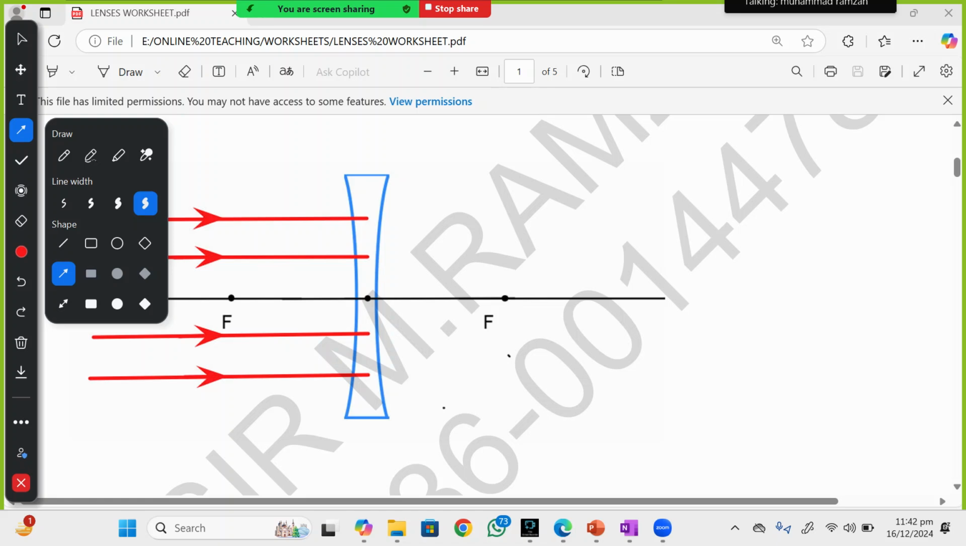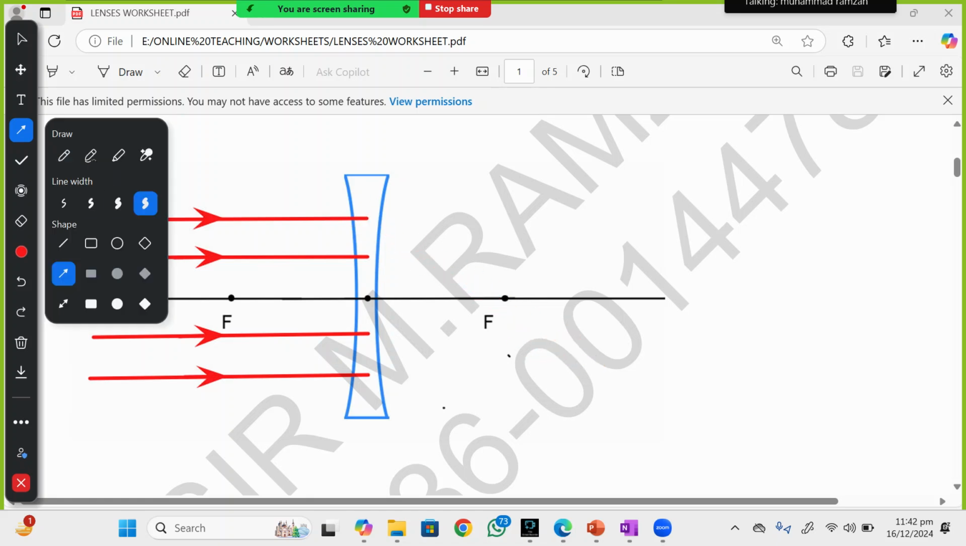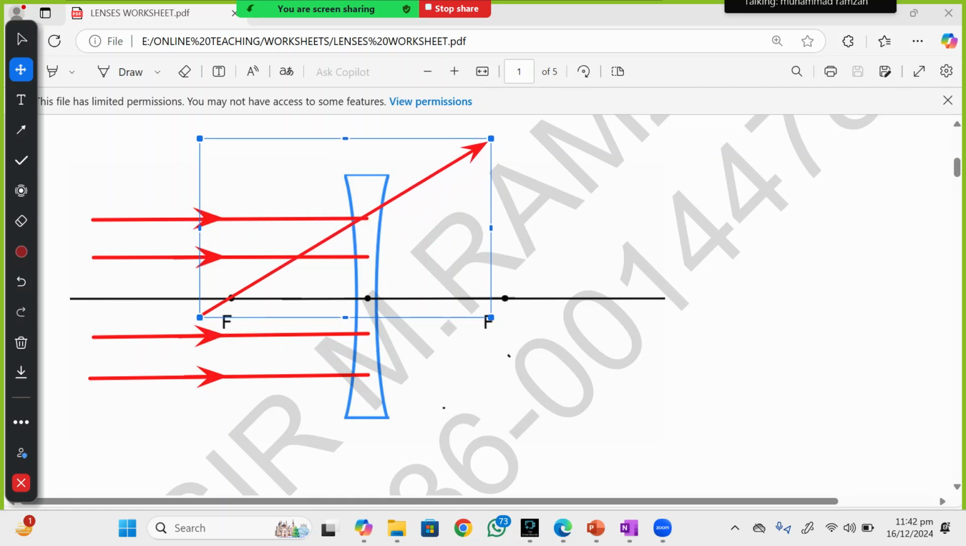So if the light rays are not going this way, how would they go? They would go this way. But at which angle should they go? We have to adjust it in such a way that this light ray should pass through the focal point behind the lens, from where the light rays were coming. So this is how the light ray would look.